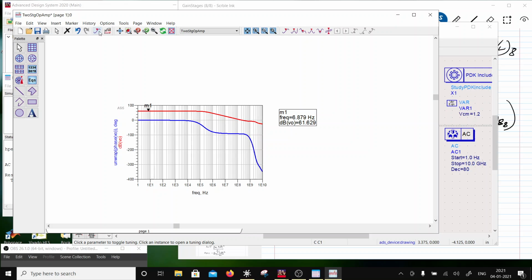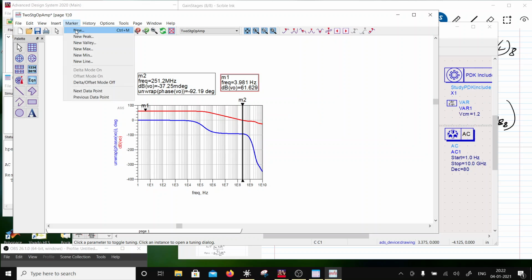So if I was to put a marker here, okay, so let's see what is the margin. Okay, here. So at this point 92 degrees is the phase margin, right? Because I started with 180, right? 92 degrees is the phase margin and the gain is around 61 dB, right? And let's see the first corner frequency.